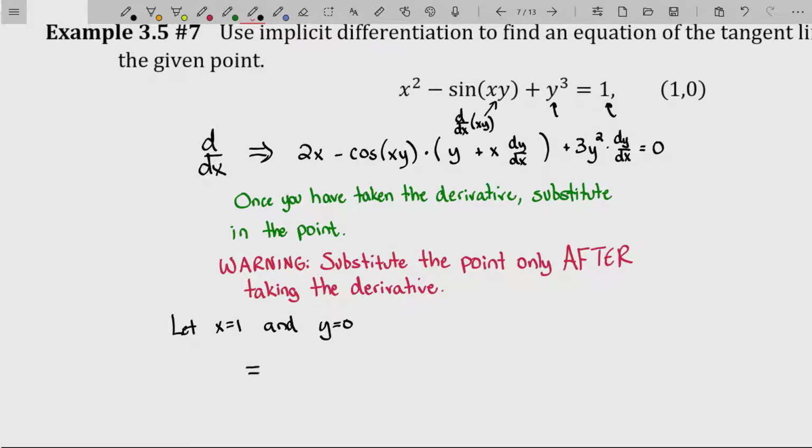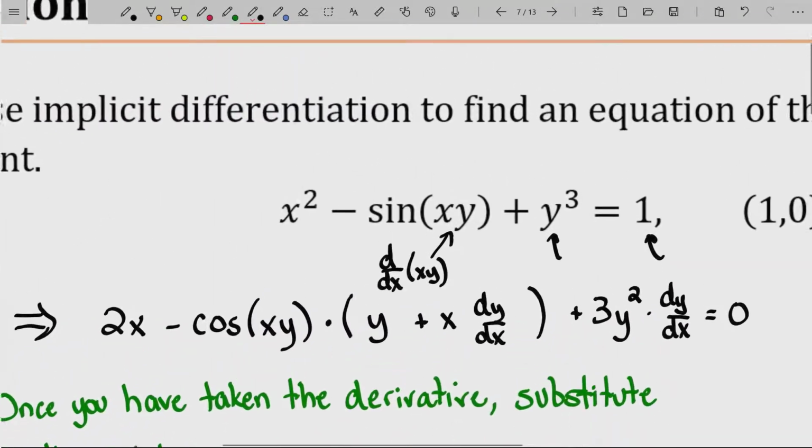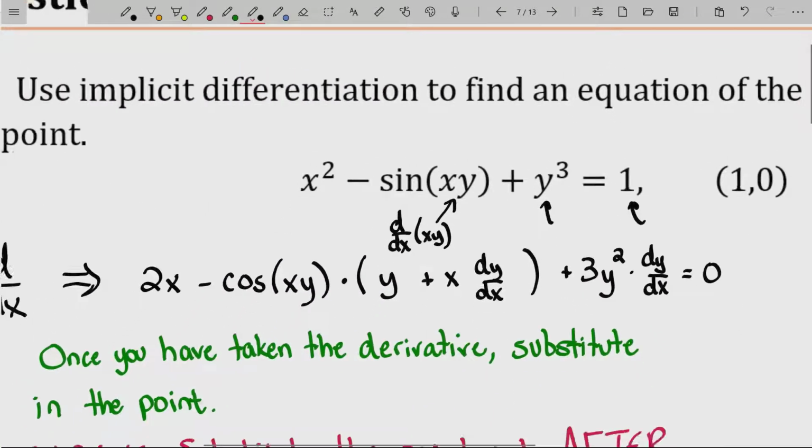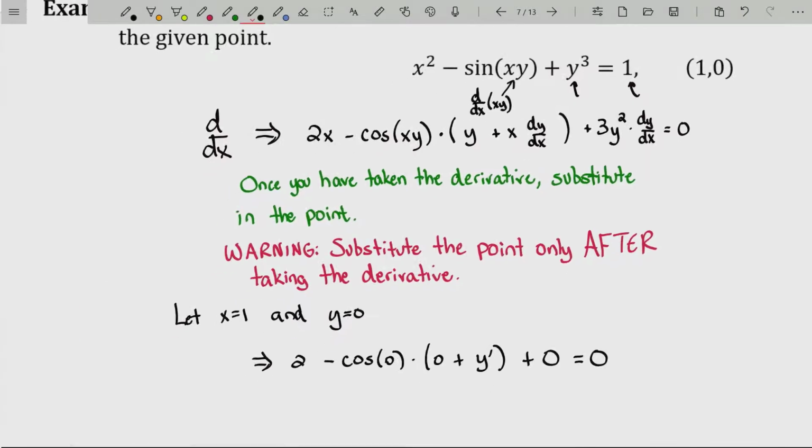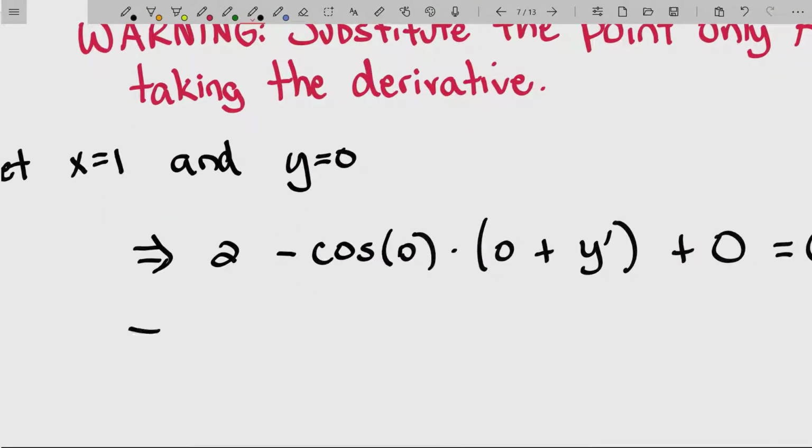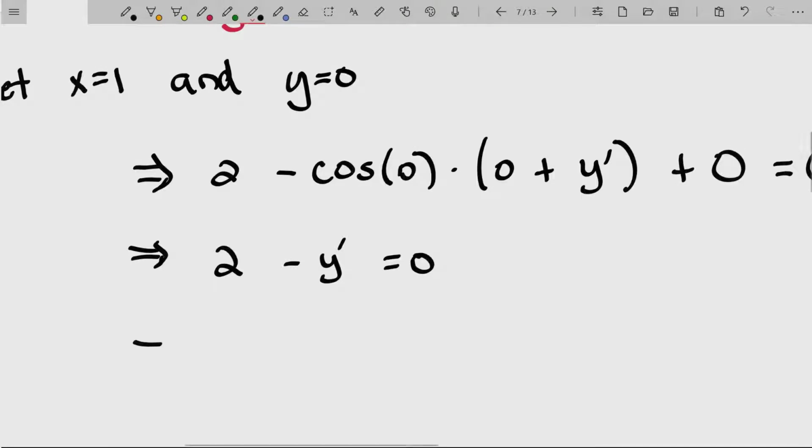If you do that, you have 2 times 1 minus the cosine of 0 times 0 plus 1 times y prime, plus 0, is equal to 0. Notice how nice and clean that is when I substitute those values into x and y for our derivative equation. We know the cosine of 0 is 1. So this is just going to be 2 minus y prime is equal to 0. Or in other words, y prime is equal to 2.